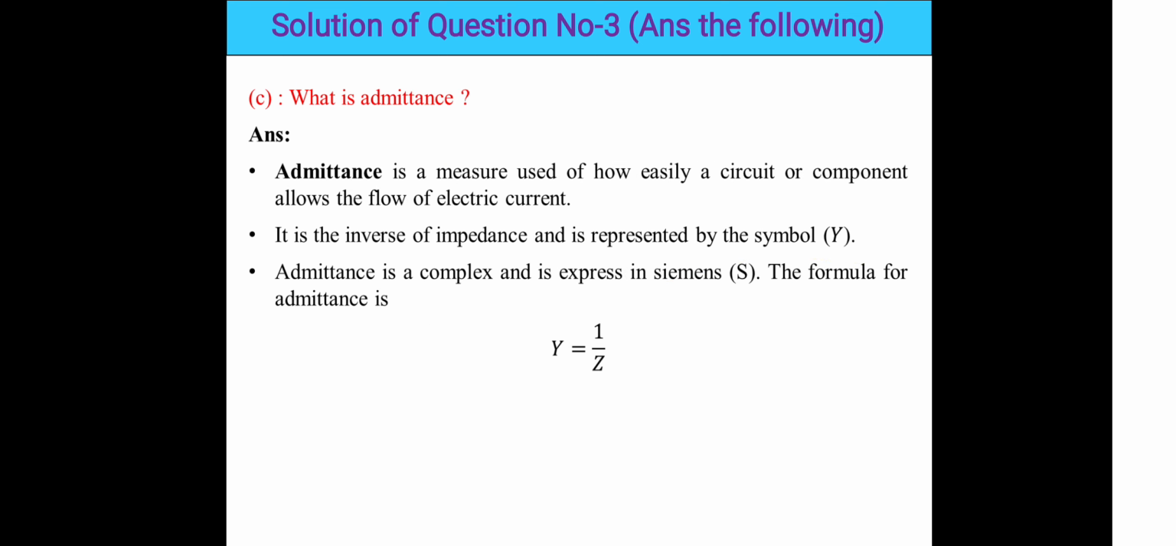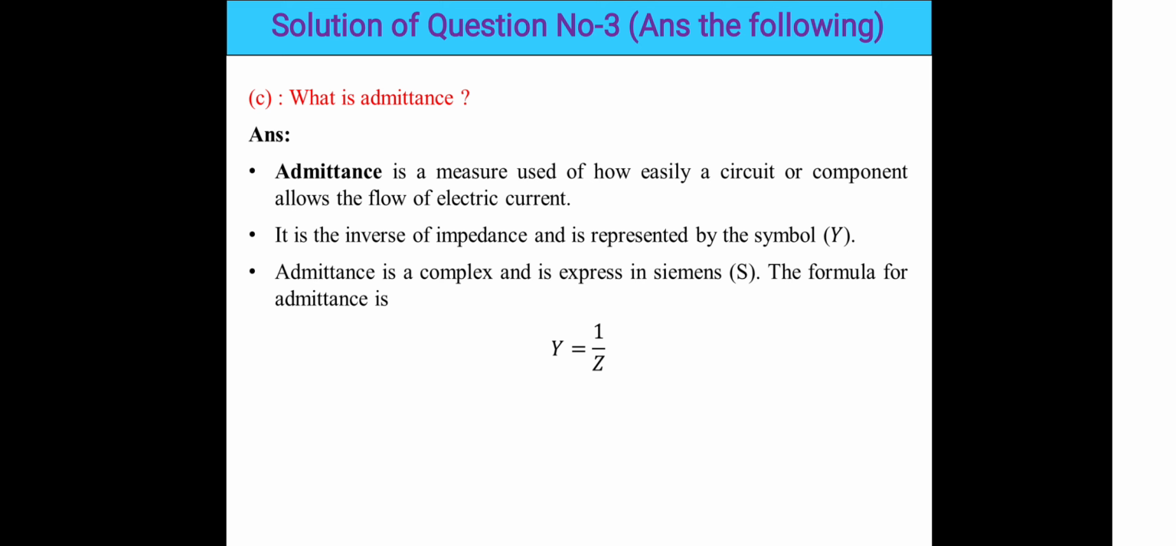Okay, next question is, what is admittance? We all know that admittance measures how easily a circuit or a component allows the flow of electric current through an electrical circuit. It is the inverse of impedance and it is represented by the symbol Y. Admittance is complex and it is expressed in Siemens. Siemens is the unit of admittance.